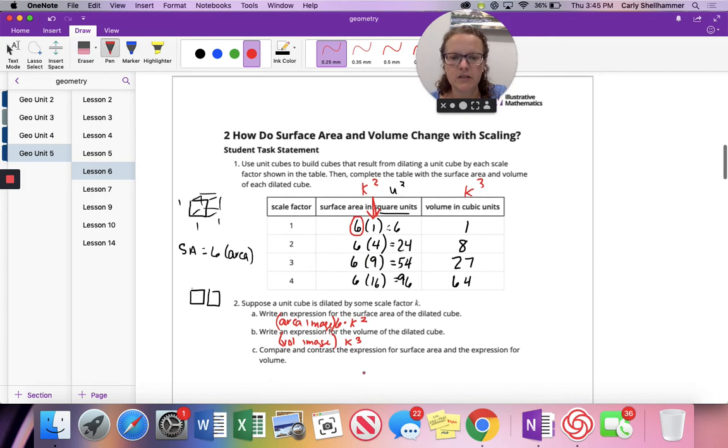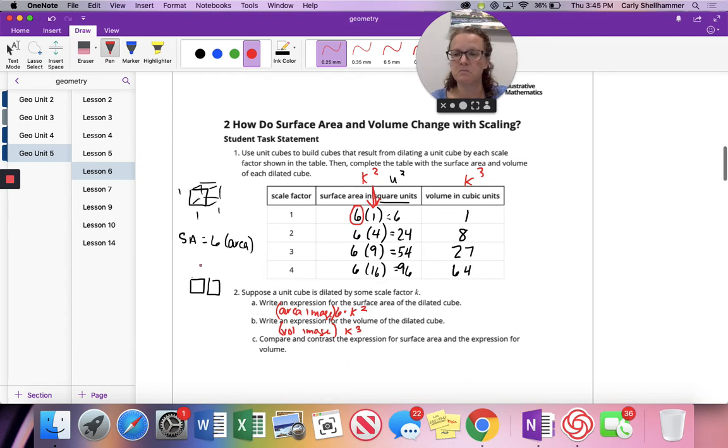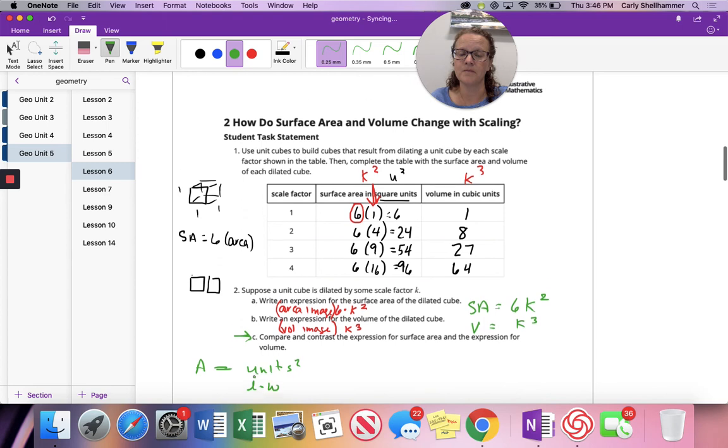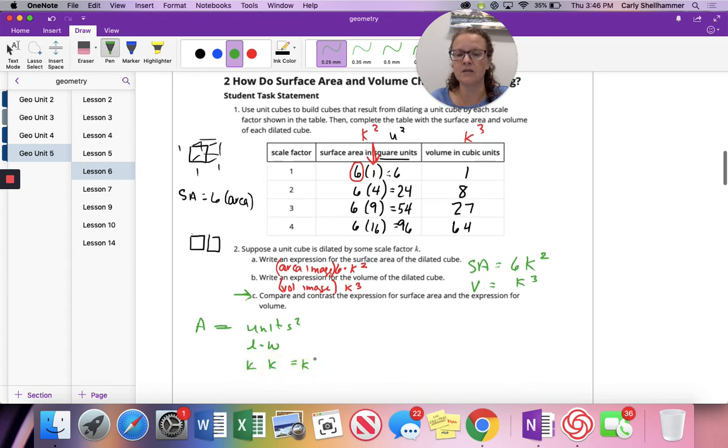Compare and contrast the expressions for surface area and the expression for volume. If I just go back over here, our surface area expression is 6 times our scale factor squared, and our volume expression is our scale factor cubed. I can compare and contrast them. Like the area, we always have units squared because it's length times width, which means we're going to scale each the length and the width, which gives us our scale factor squared. And volume is always units cubed because there's 3 dimensions, length times width times height, which when I scale something I have to scale each dimension, which gives me my K cubed.